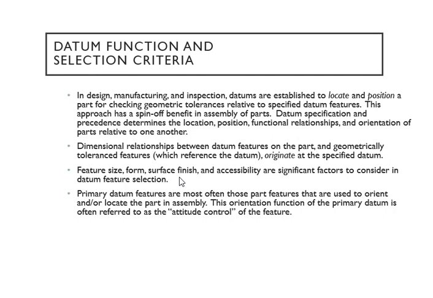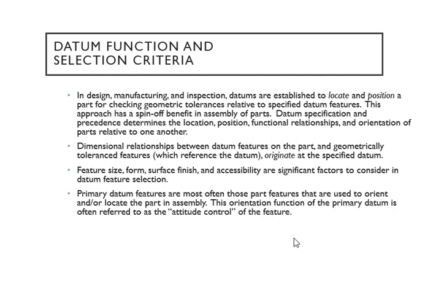So when we select the datum feature, it's very important that we look at the feature size and form, the part surface finish, right? These are very important factors to consider when we choose a datum feature. So where we're going to put the primary datum feature, we do it for locating or orienting the part in the assembly. So we will put the primary datum features to these parts, okay?